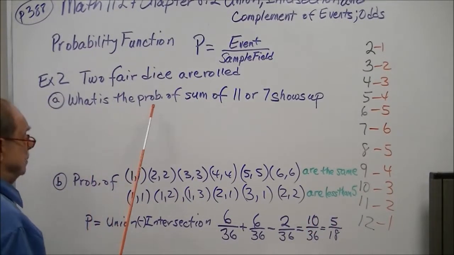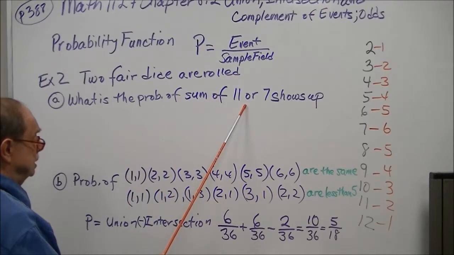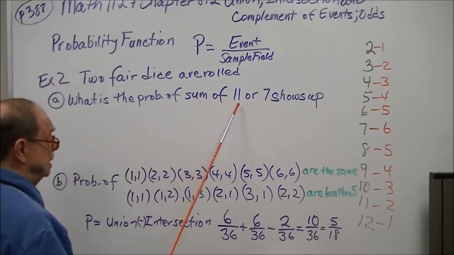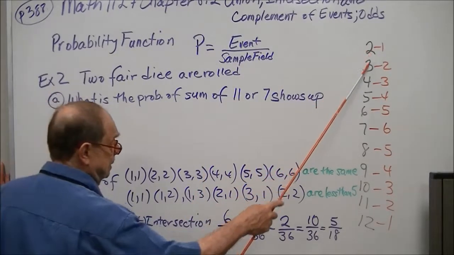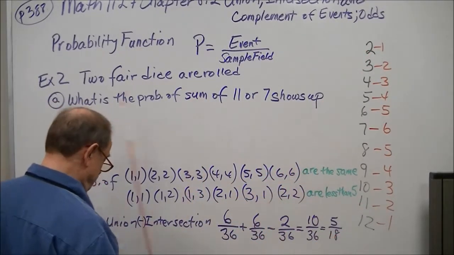So we say, since it's an "or," we want the sum of the number of times, and 11 will come out. So we look at our chart, 11, there's going to be 2 times.